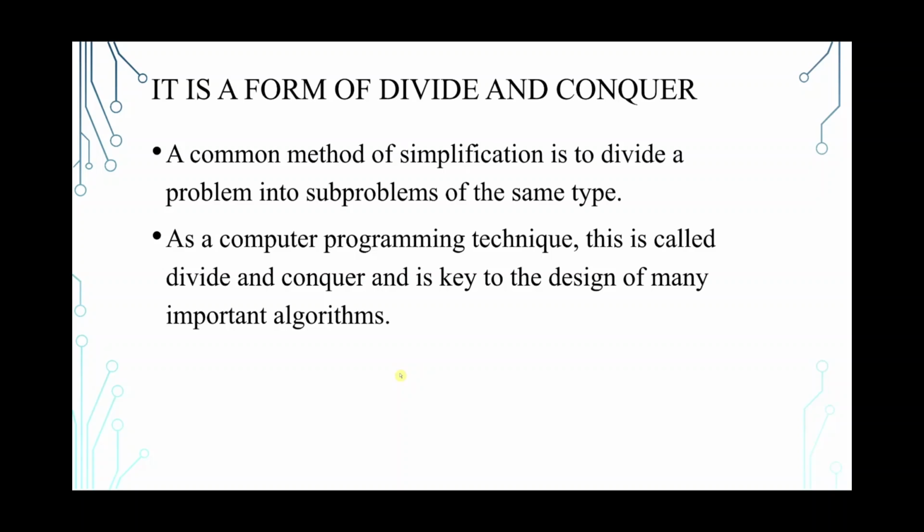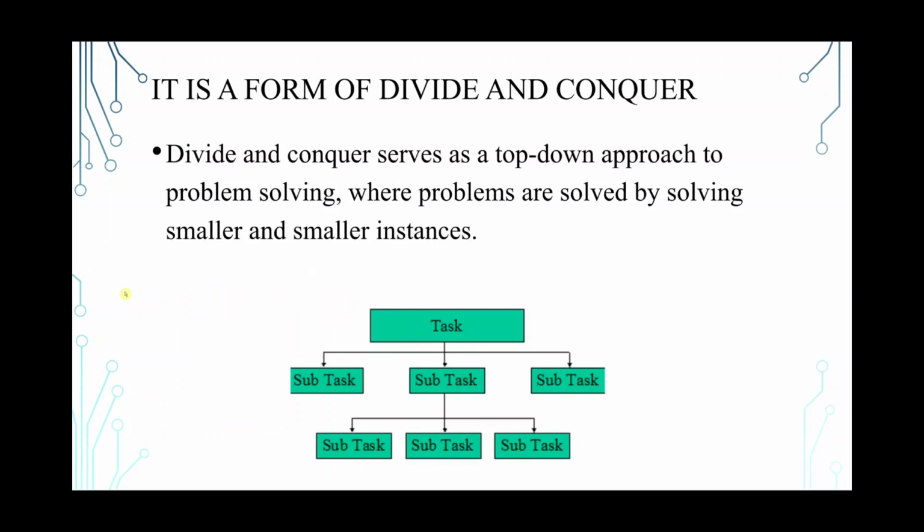So basically, you can think of it also as a form of divide and conquer. A common method of simplification is to divide a problem into subproblems of the same type. In computer programming, this technique is called divide and conquer, right? And it's basically a key to the design of many important algorithms.